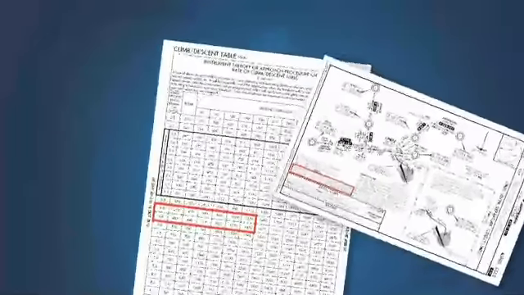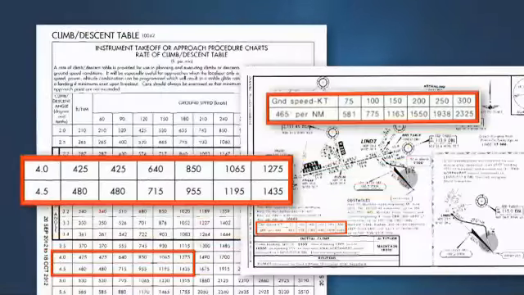To aid the pilot with this determination, the U.S. Government Terminal Procedures publication contains a chart that converts the required climb gradient into a corresponding rate of climb value that the pilot can reference during the departure. On Jeppesen's charts, this information is published on the procedure chart.